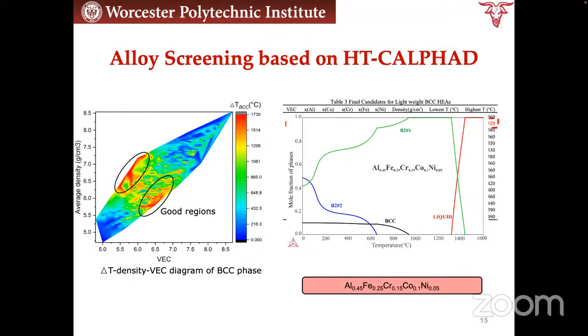For this specific composition, we found from the screening that BCC and B2 is actually stable, and it can survive very high temperature. In this way, we demonstrate that as long as we have a good thermodynamic database, we should be able to use this high throughput CALPHAD approach to find the high entropy alloy for you.